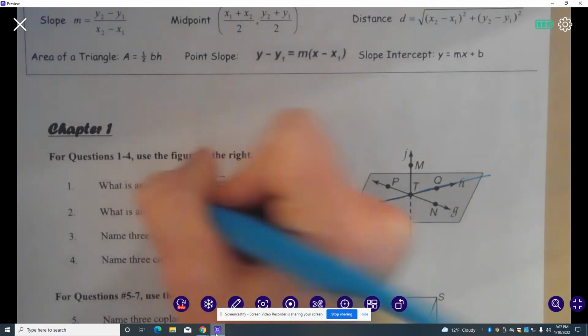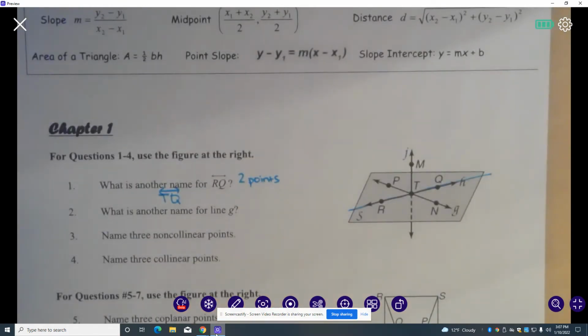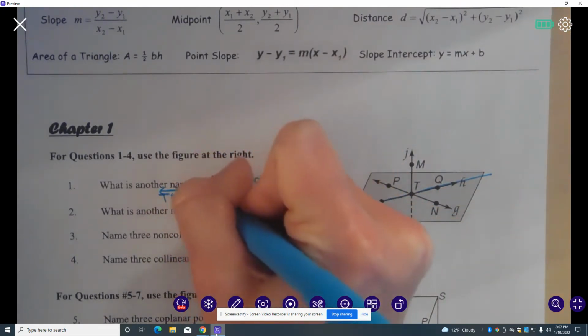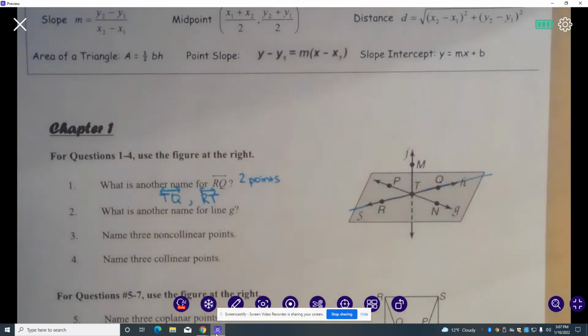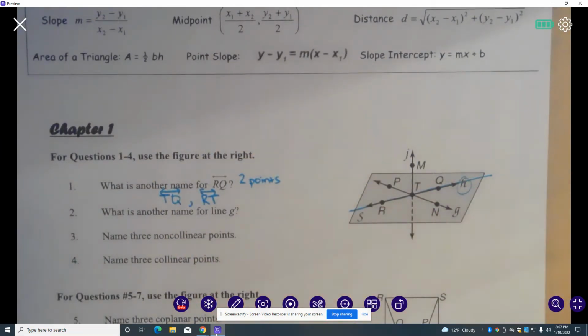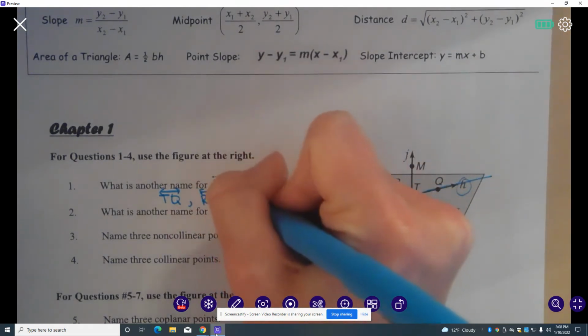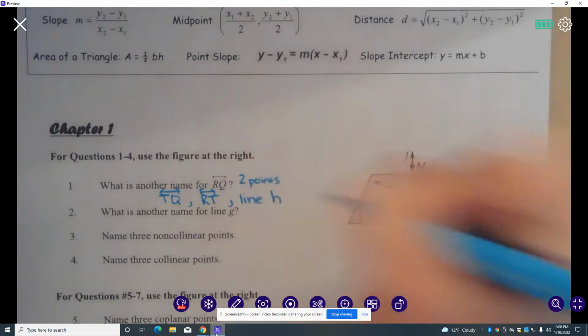Don't forget to put the line symbol above. You could have named it line RT. Or notice there's this little lowercase h next to that line. Sometimes they have labels there. You could have also called this line H.